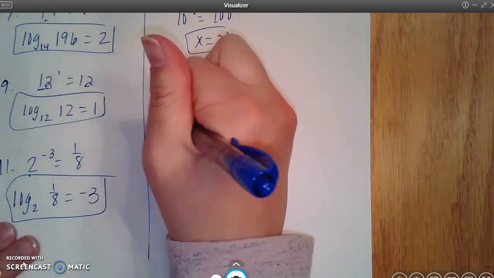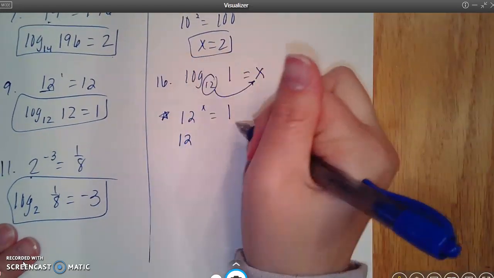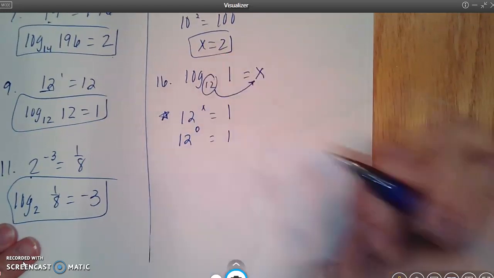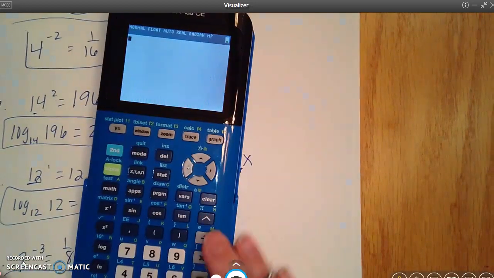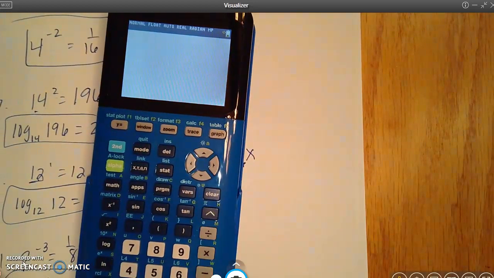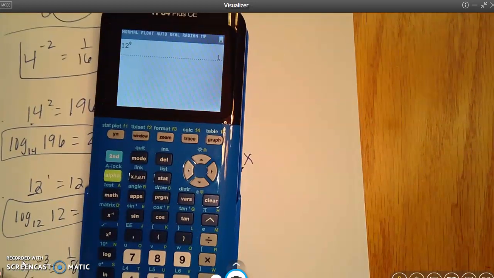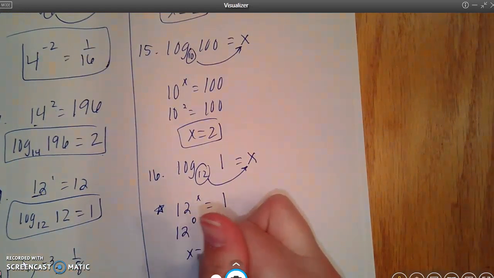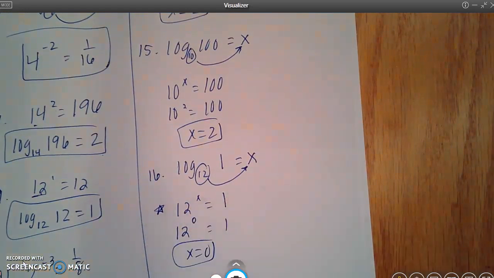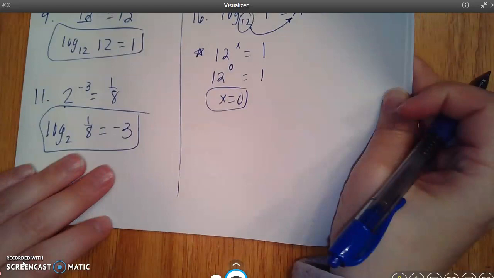So this is one I want you to put a star by, because the only way that this equals 1 is if my exponent is a 0. Because 12, or anything raised to the 0 power, has to equal 1. So if I do 12 to the 0, it's 1. But if I do 150 raised to the 0, it still equals 1. So that's how I know that x needs to be 0. There's really no shortcut to it. That's just the easiest way to figure it out.